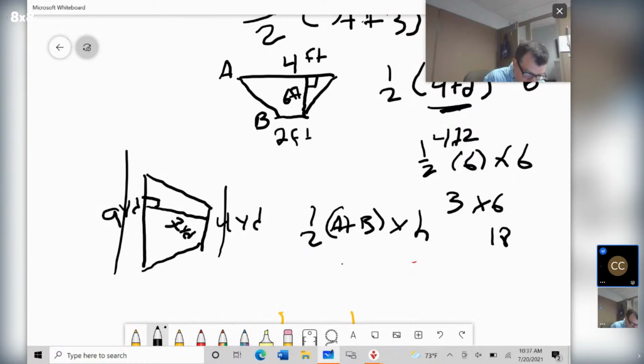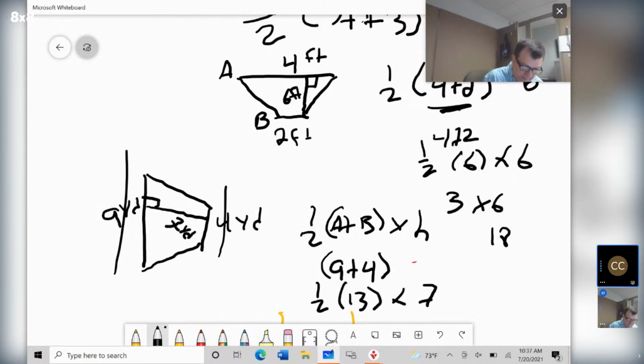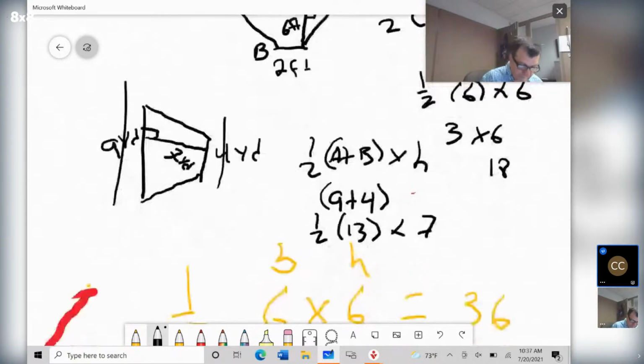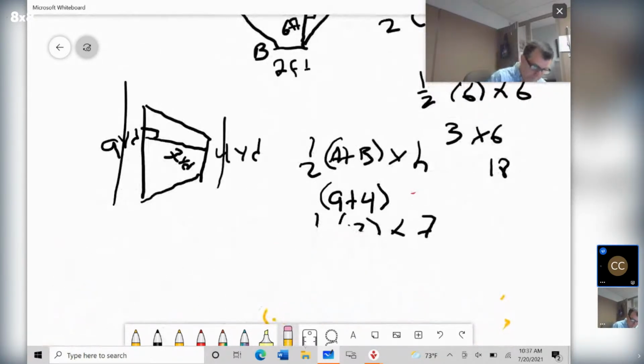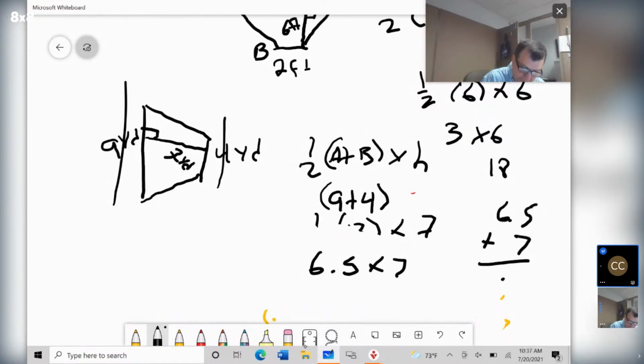A plus B is going to be 9 plus 4. That's 13. And it's 1/2 times 13 times the height, which is 7. So 9 plus 4 is 13. Half of 13 is 6.5 times 7. If we do 6.5 times 7, that's going to be 35. We carry the 3. 7 times 6 is 42 plus 3 is 45. So it's going to be 45.5 yards, the area for the trapezoid.